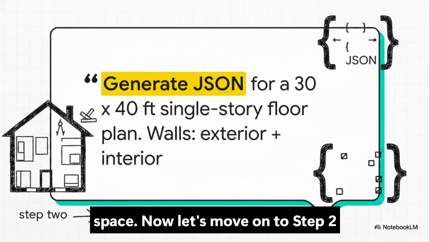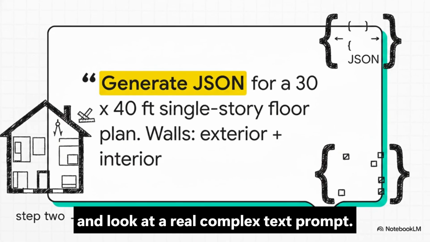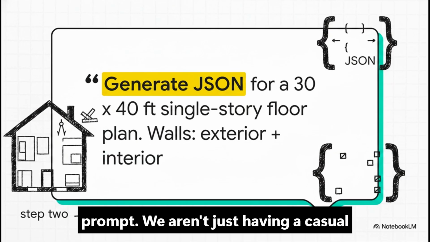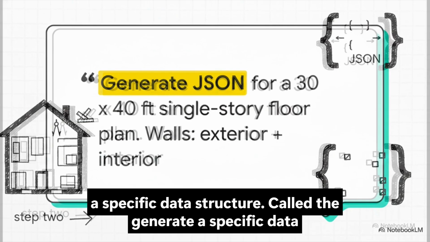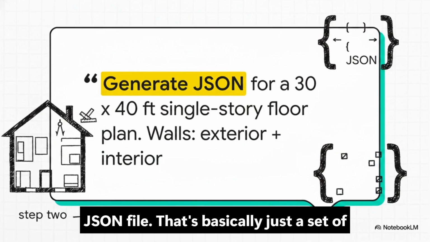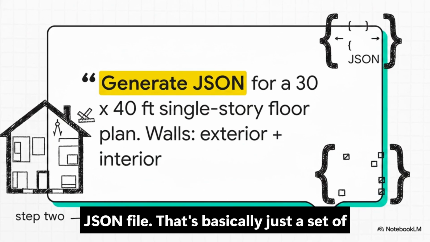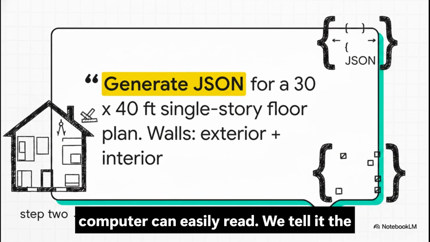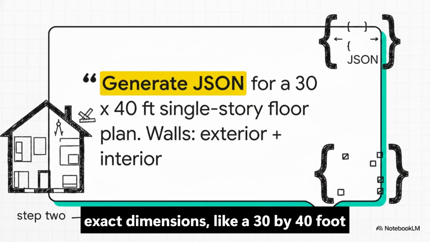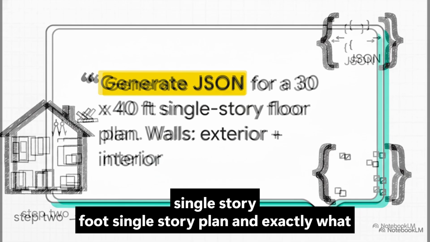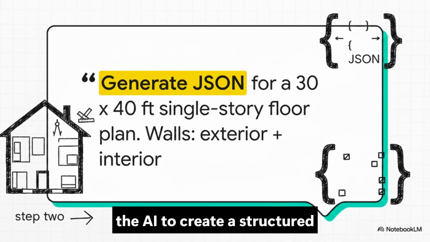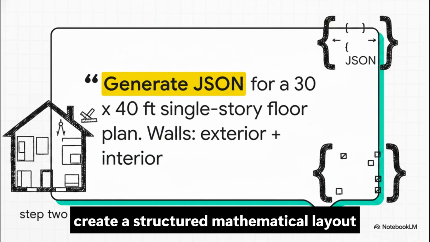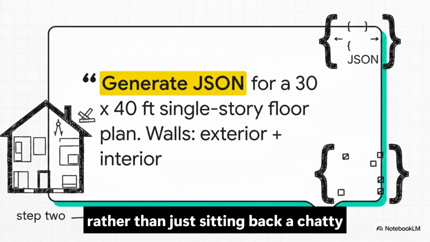Now let's move on to step 2 and look at a real complex text prompt. We aren't just having a casual chat here. We're commanding the AI to generate a specific data structure called a JSON file. That's basically just a set of instructions a computer can easily read. We tell it the exact dimensions, like a 30 by 40 foot single-story plan, and exactly what rooms to include. We're literally forcing the AI to create a structured mathematical layout, rather than just spitting back a chatty response.